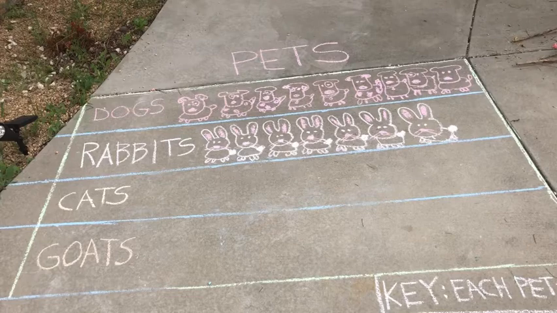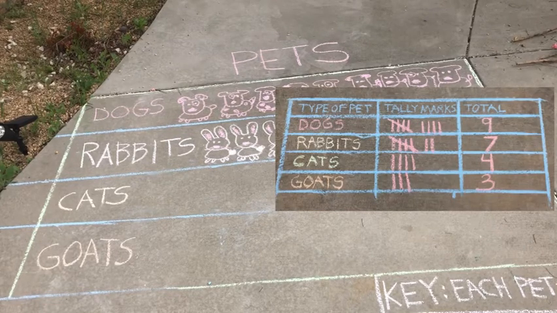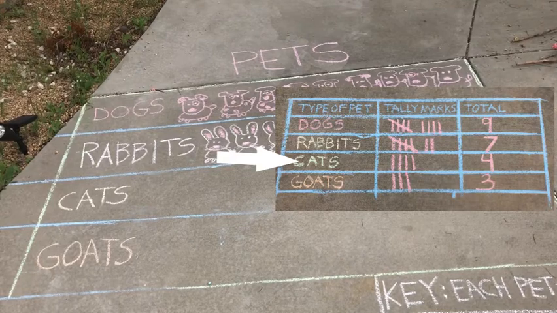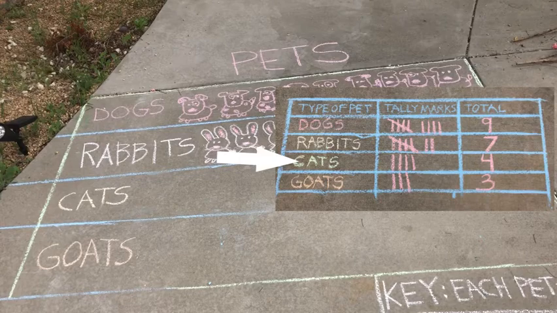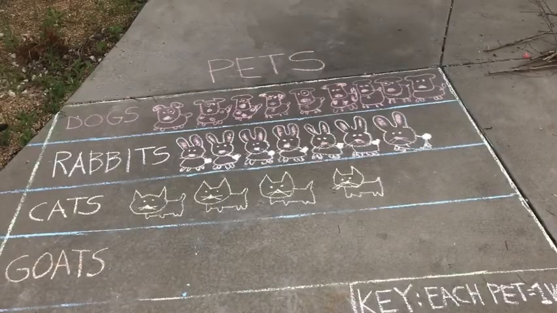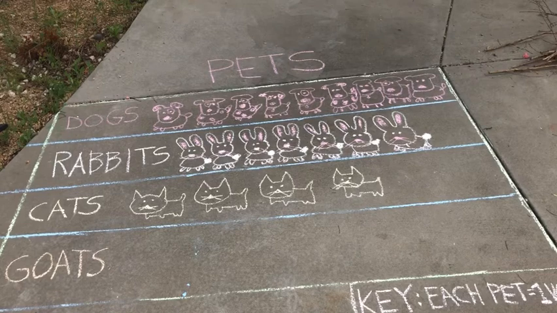Now we're going to look at our data from our chart that we created, and that tells us that there were 4 cats. Now we're going to put that information on a pictograph by drawing 4 pictures of cats. You can see that we have added 4 pictures of cats to represent 4 cats as pets.